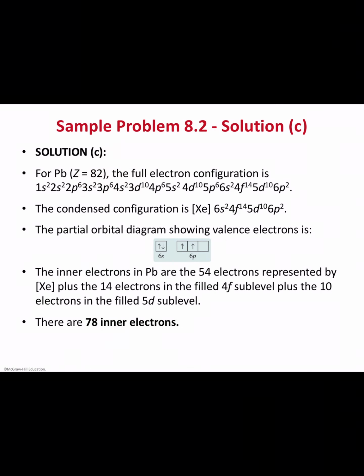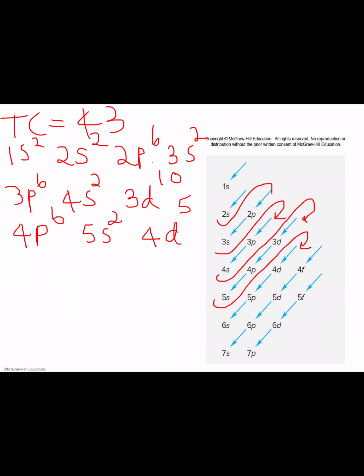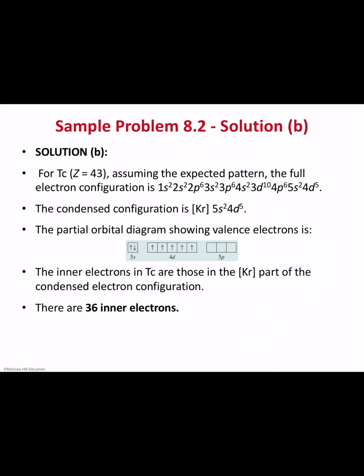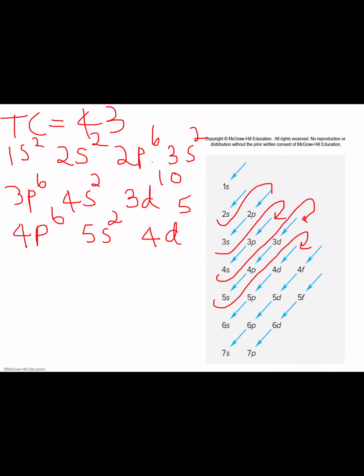Go back. Yes, 45. You see, we fill it up to 45, and that's going to be 43 electrons, and that is going to be your complete electron configuration. Okay. Now, what is the noble gas prior to technetium?